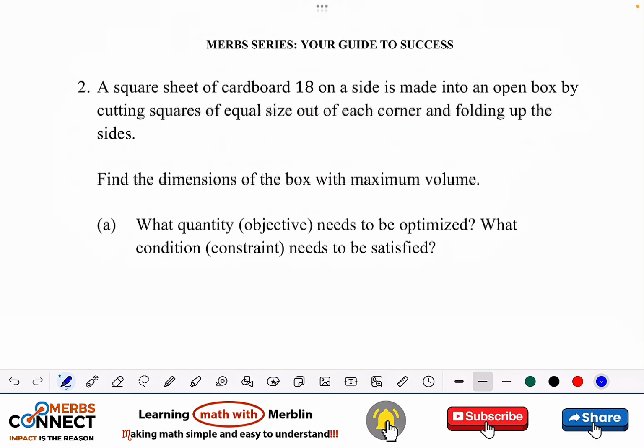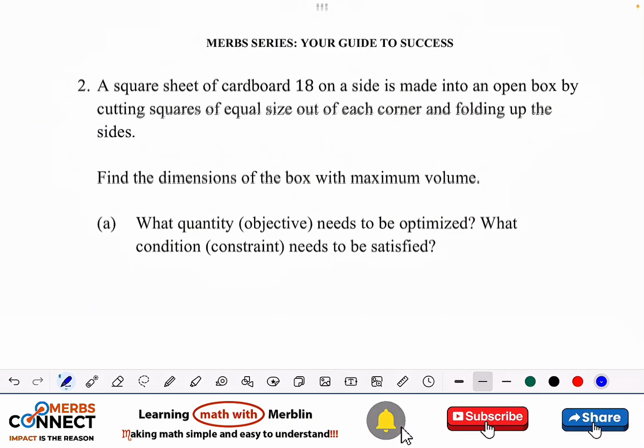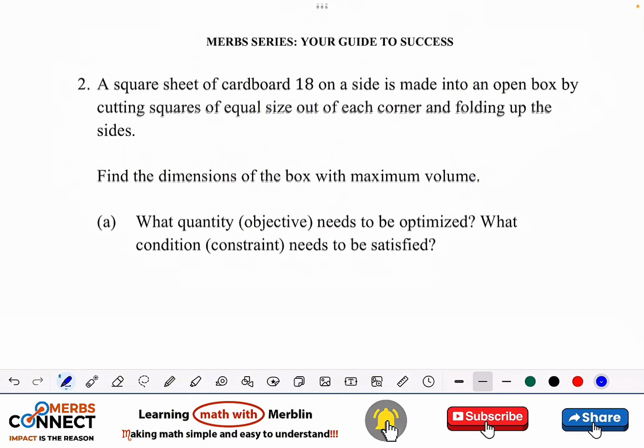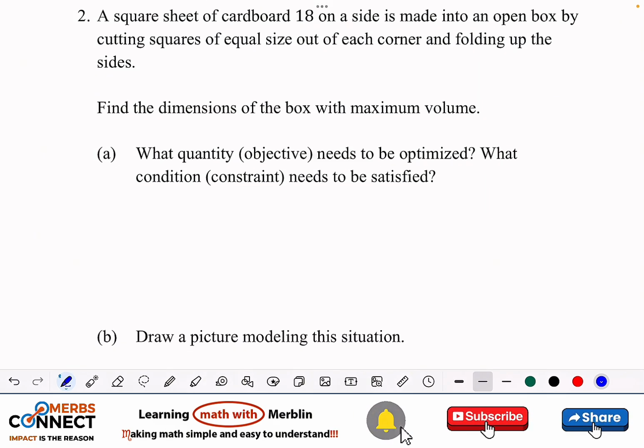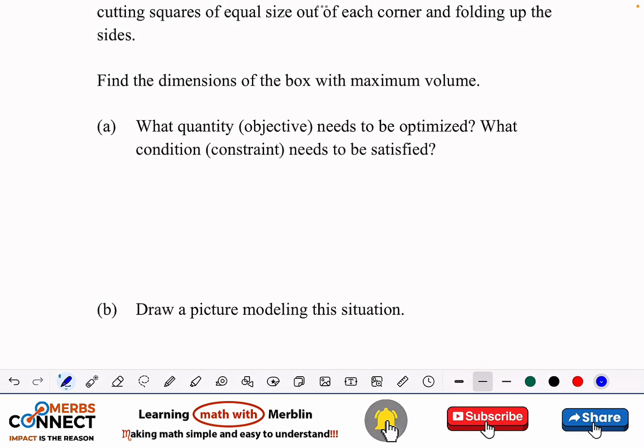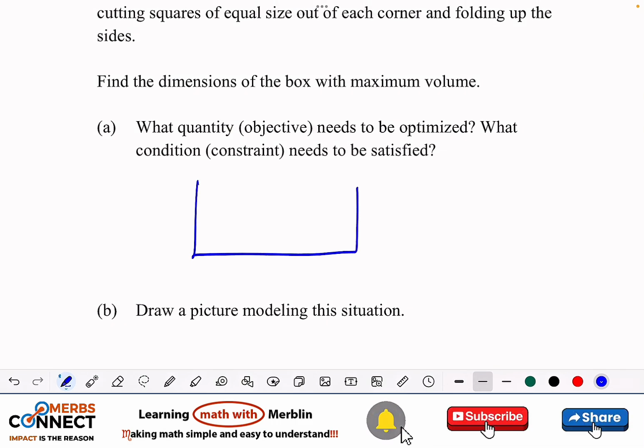So when you read the question, it is saying that a square sheet of cardboard 18 on a side is made into an open box by cutting squares of equal side out of the corners and folding up the sides. So this is basically what you are doing. Let me assume that this is my cardboard, and then we are going to cut the corners. So the corners are squares. I'm going to cut these corners here. Now I'm assuming that they are all equal.